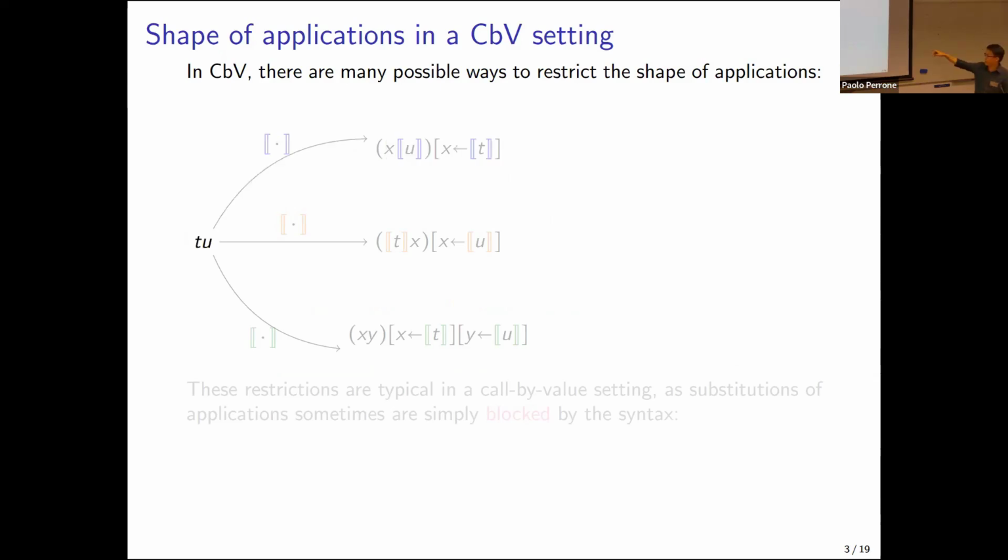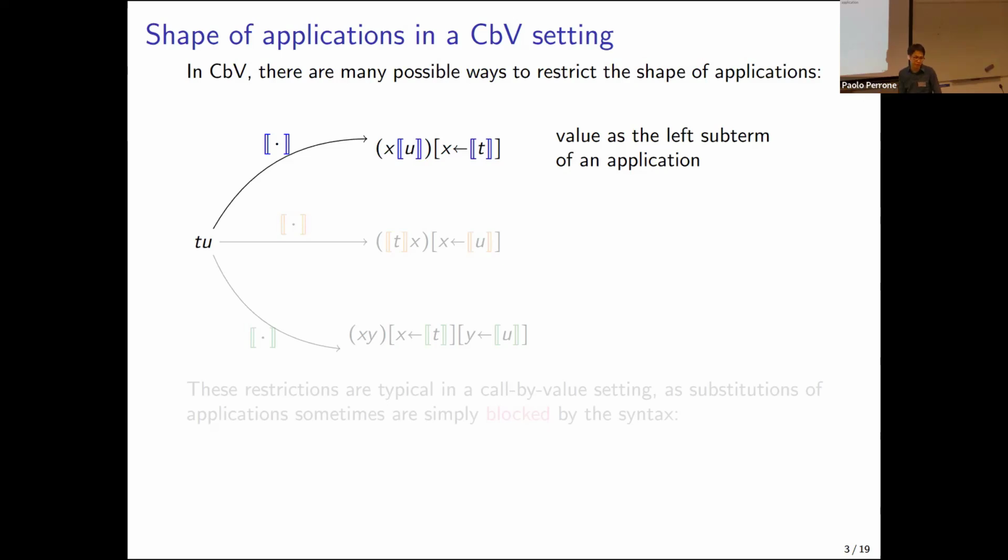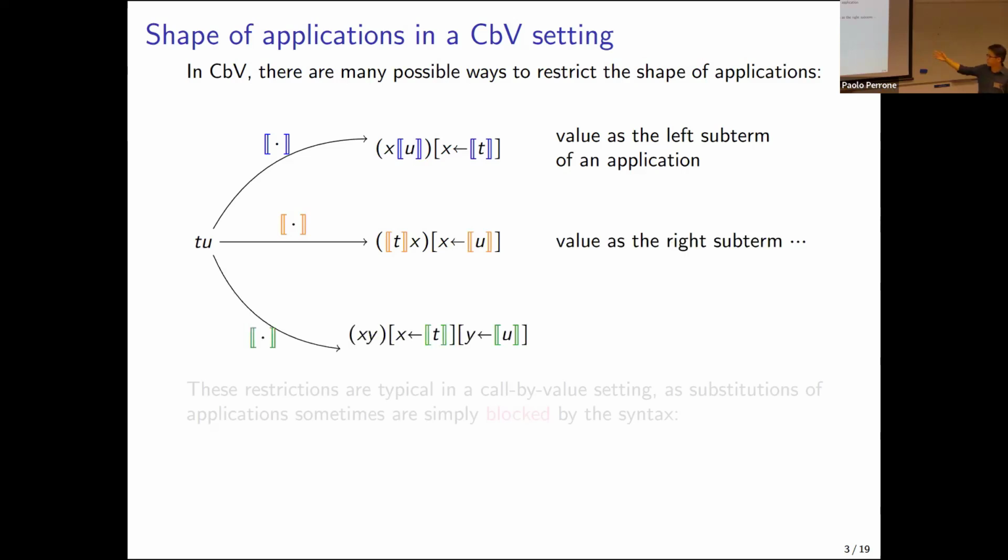Imagine that you have an application TU, and imagine that T is itself an application. You can do some sort of transformation: replace this subterm T with a new variable X, and introduce T with an explicit substitution. By recursively doing that, you can have only values as the left subterms of applications. You can also do the same for the right subterms, and you can even do it for both.